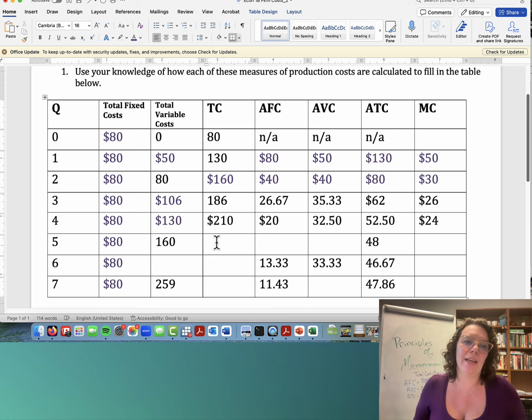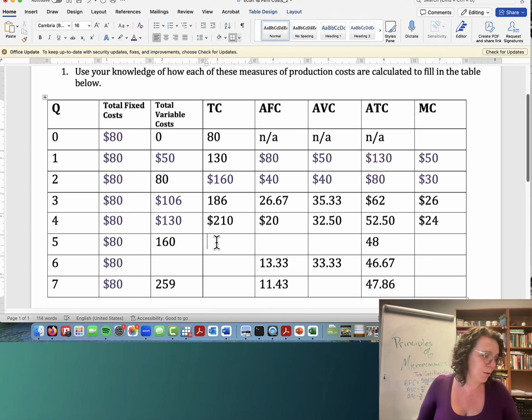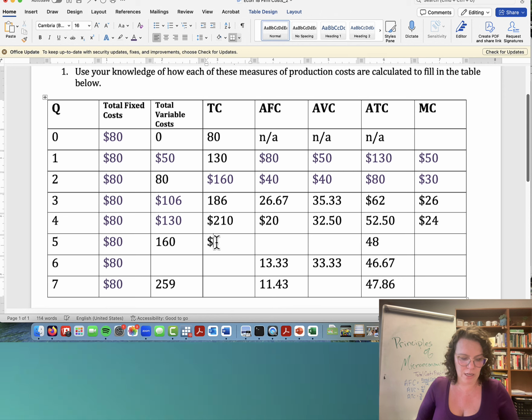Here we're adding $80 of fixed cost to $160 of variable cost to give us a total cost of $240. $80 divided by 5 is going to be $16. $160 divided by 5 is going to be $32. And now our marginal cost is the difference in total cost between 4 and 5, or the difference between 210 and 240, $30.